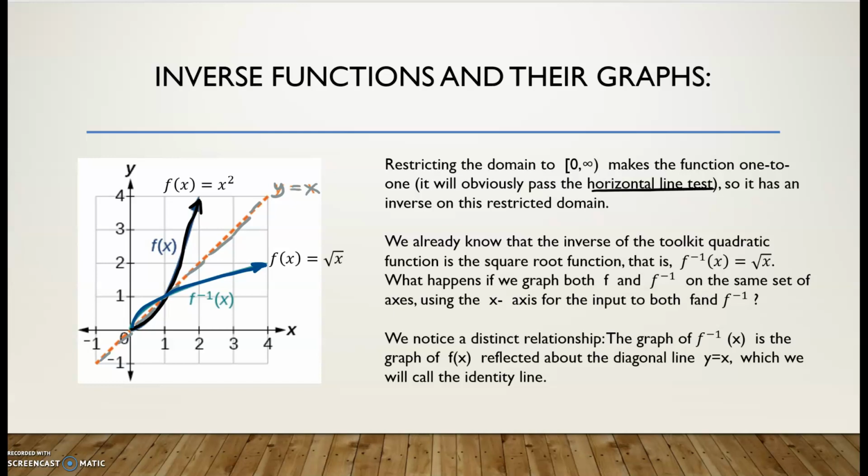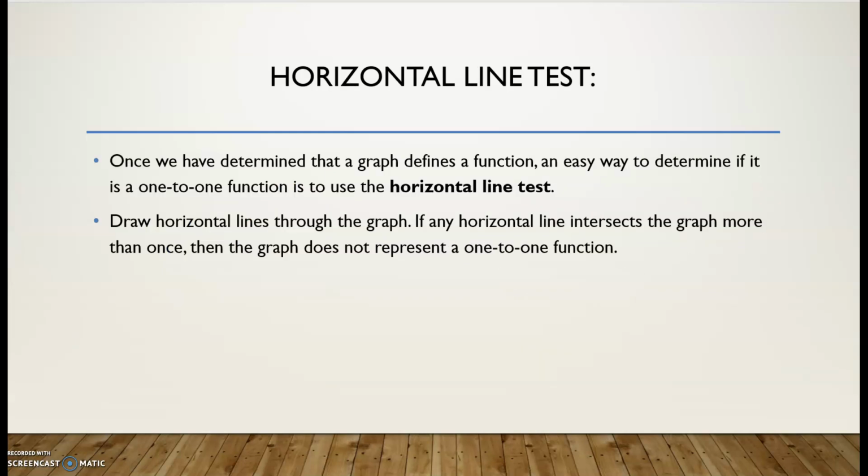Okay, so to find the inverse graphically, once you have your function plotted, you need to graph it or mirror it over, flip it over that y equals x function right there. And remember the horizontal line test we talked about way back when. It's just used to determine if you have a one-to-one function. So draw a horizontal line through the graph. If any horizontal line intersects the graph more than just once, then the graph does not represent a one-to-one function.